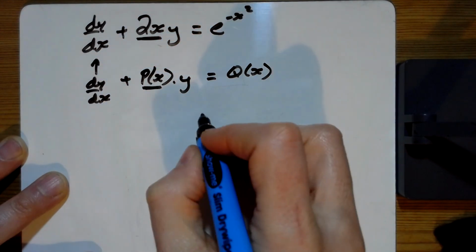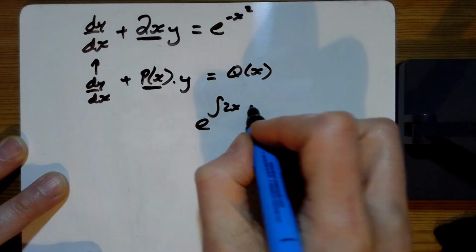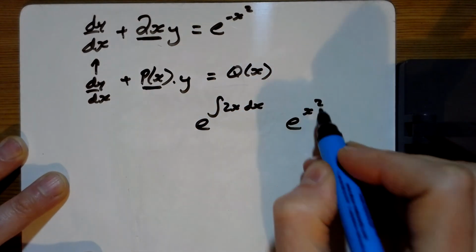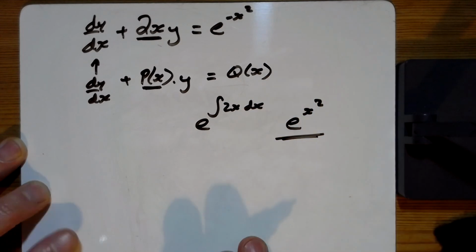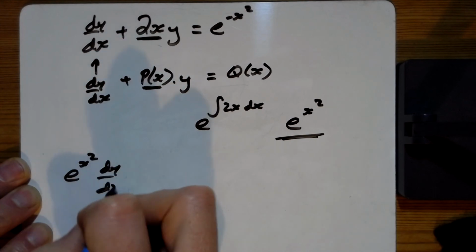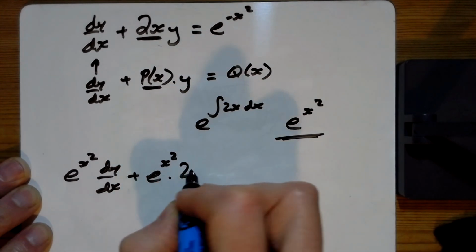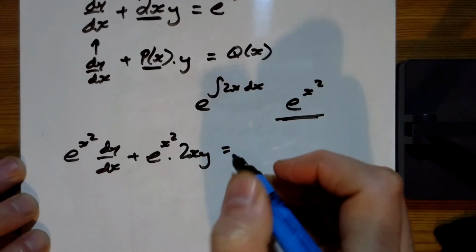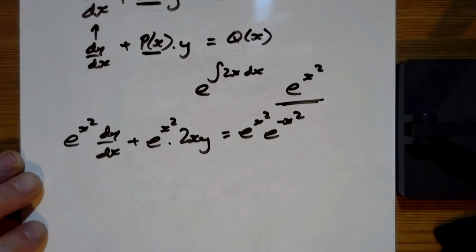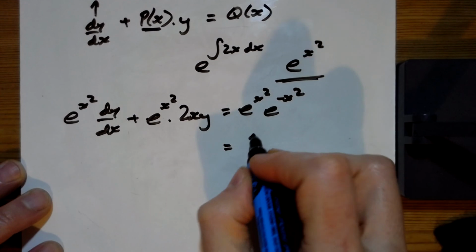And the integrating factor is e to the integral of this thing dx. So 2x integrates to give x squared. So we're going to times everything by e to the x squared. So we're going to get e to the x squared dy by dx plus e to the x squared times 2xy, and that will equal e to the x squared times by e to the minus x squared. Oh, that was very nice of them, wasn't it? So that side there is just going to e to the 0. That's going to be 1 there.